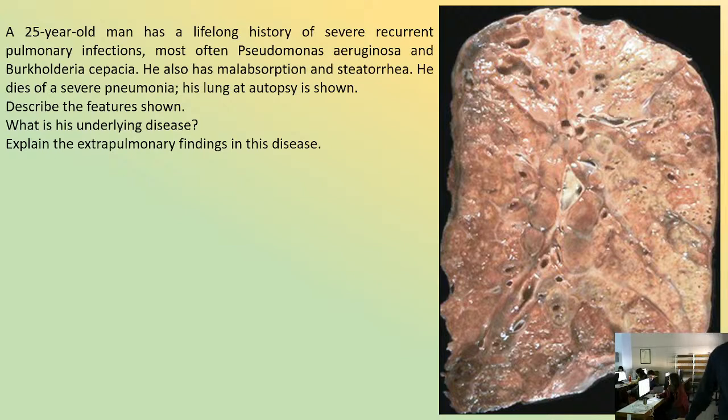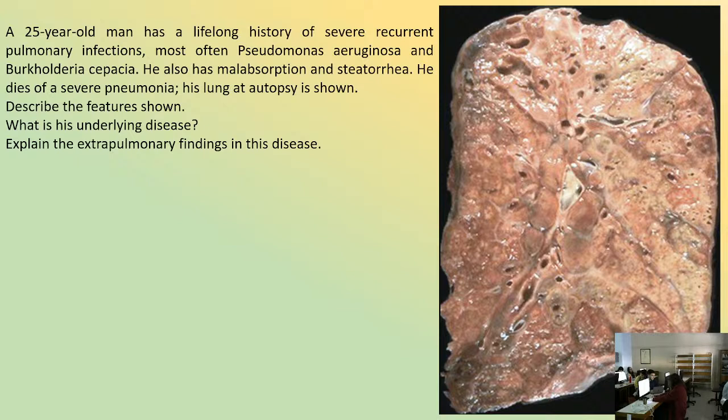And you see that there was a history of severe recurrent pulmonary infections which affected the integrity of the lung, of the bronchi wall, and caused this macroscopic finding. But the patient had also malabsorption and steatorrhea. That means there was fat in the stool. So this looks like something that affects both the lung and the digestive system.